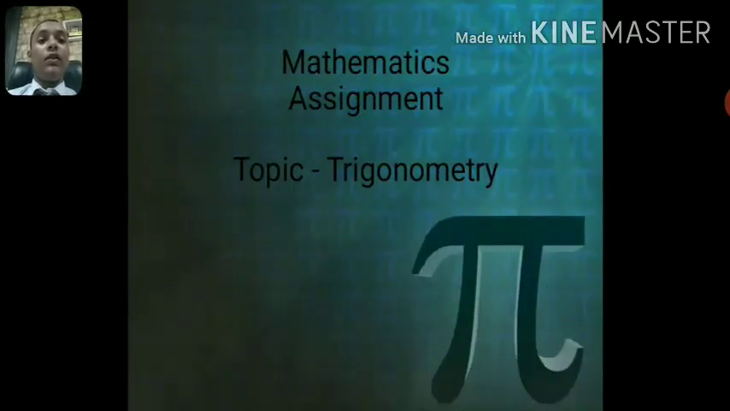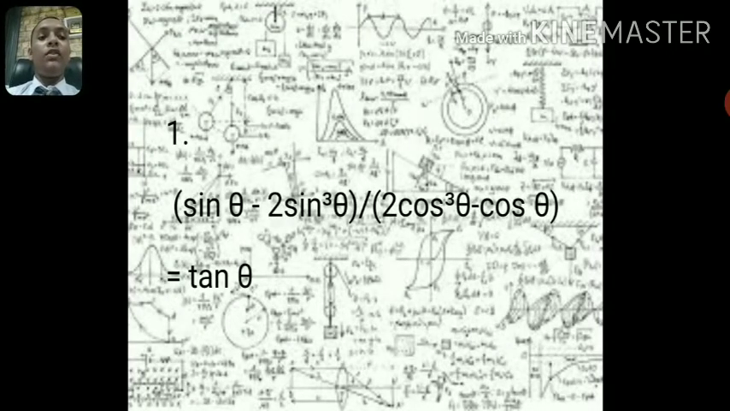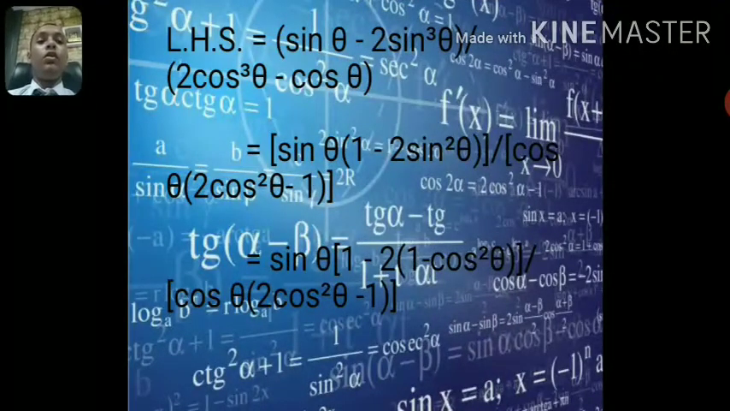He had given us some questions from the topic of trigonometry, so I have put it here as the topic trigonometry. The first question which he has given us is: sin theta minus 2 sin cube theta, divided by 2 cos cube theta minus cos theta. We have to prove this is equal to tan theta. So our first step will be to take the LHS.